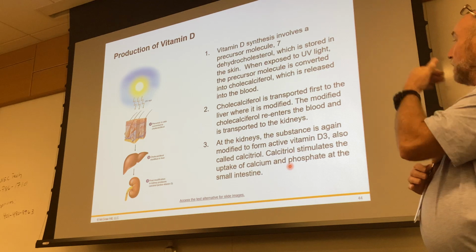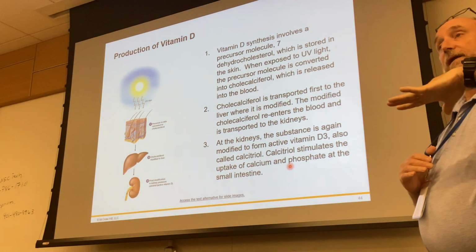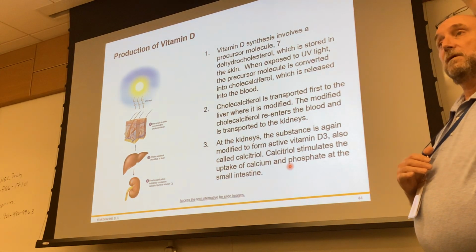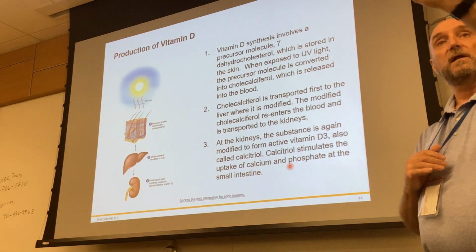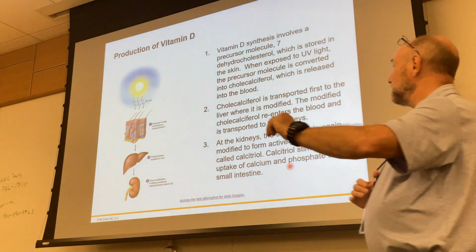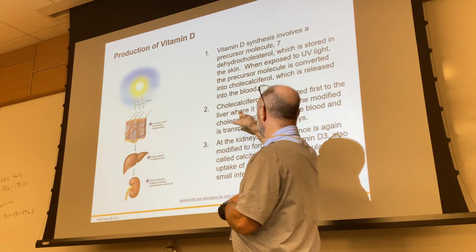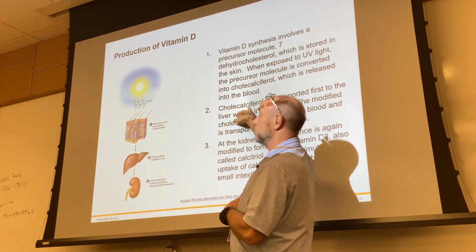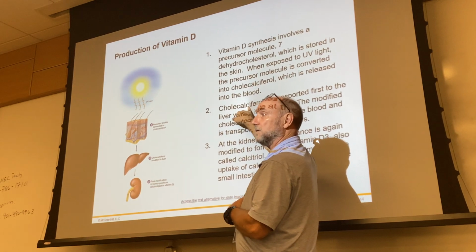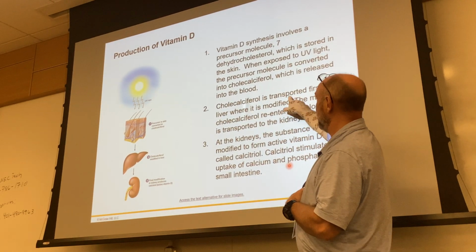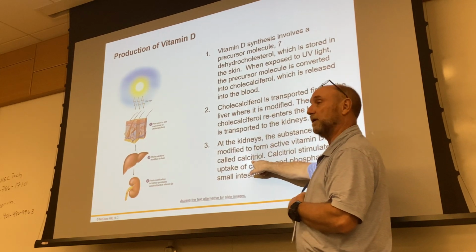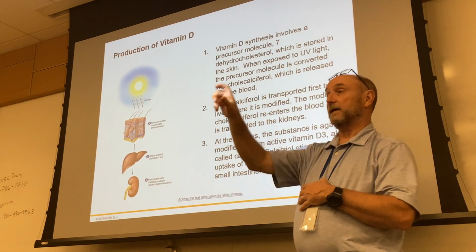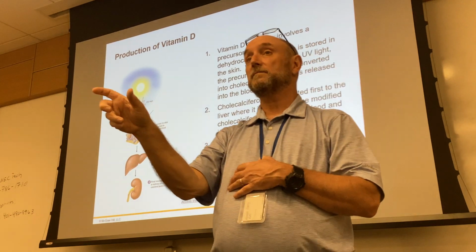I'm jumping ahead here. So, when light hits the skin, UV light encounters cholesterol. That cholesterol converts to an intermediary molecule. That intermediary molecule is then converted into cholecalciferol. That cholecalciferol is transported to the liver and to the kidneys, which is then converted into calcitriol. That calcitriol is vitamin D.